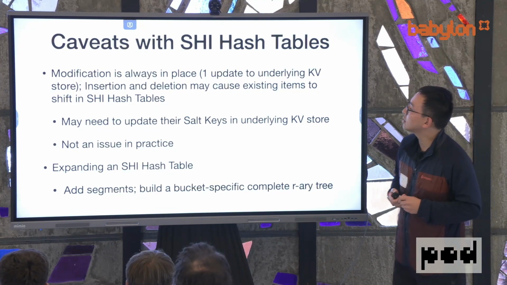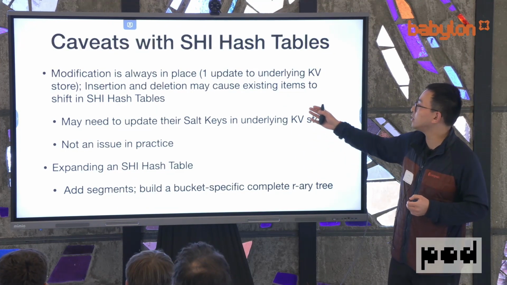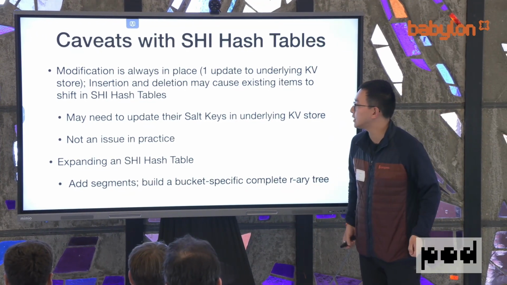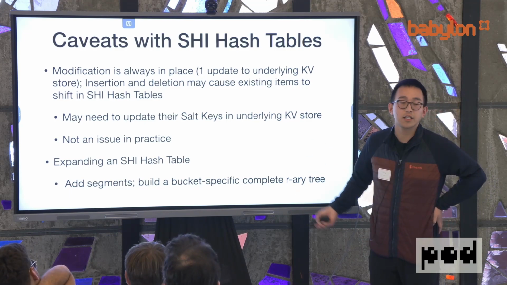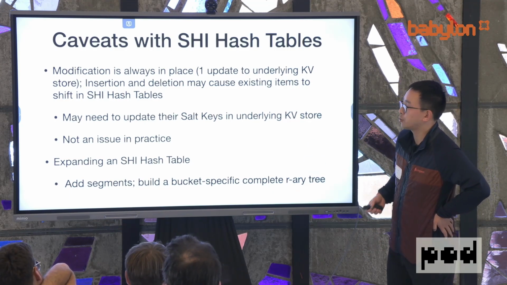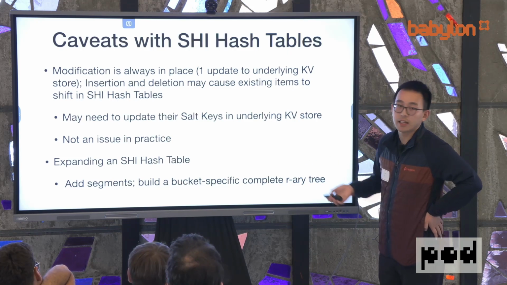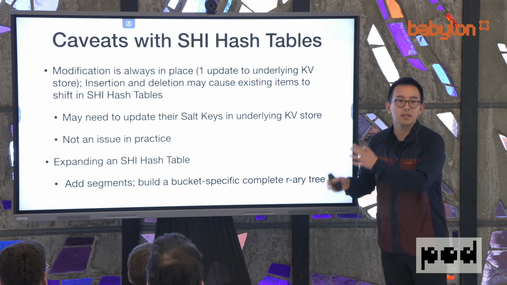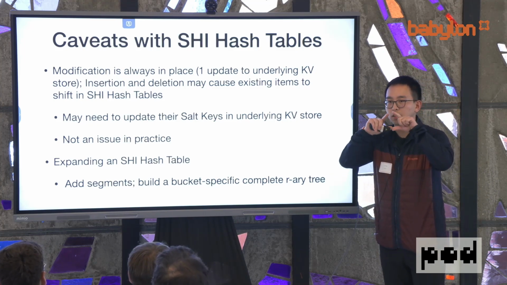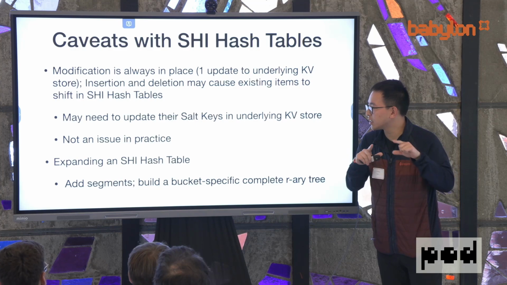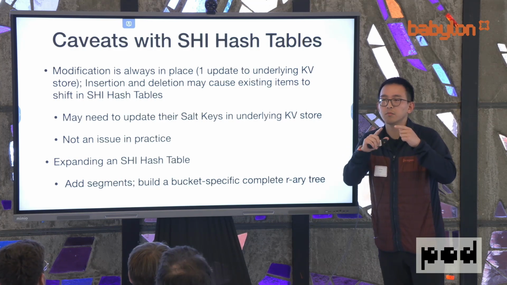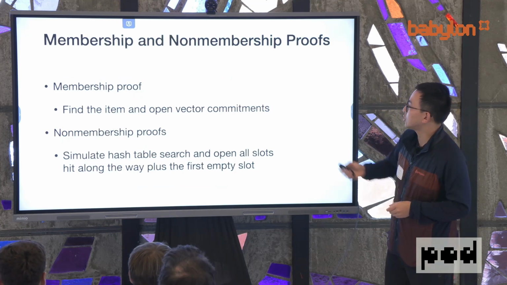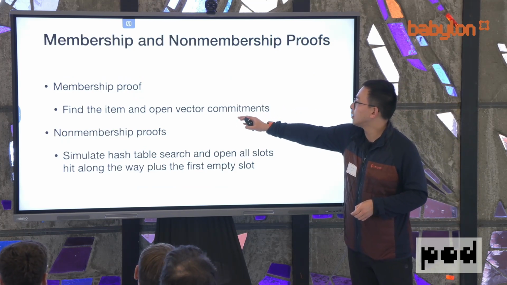So there are some caveats. One is that if you modify, it's always in place. But if you insert or delete into the SHI table, of course, you sometimes have to move around existing items just to keep the SHI invariant. So sometimes you have to move around extra keys, but it turns out that the constant is not an issue in practice. And also, what if you run out of space? It's fine. You can just add more segments, and you can also construct a tiny complete trie just for a particular bucket, because now it consists of multiple segments, right? It's easy. And for a membership proof, you just do a SHI table lookup and open the vector commitments.